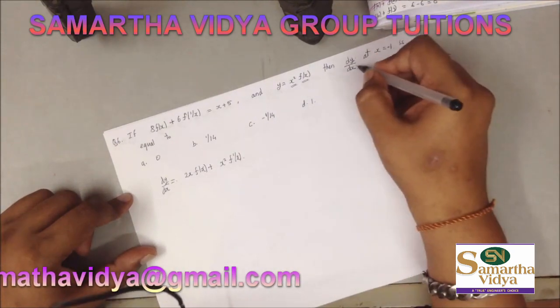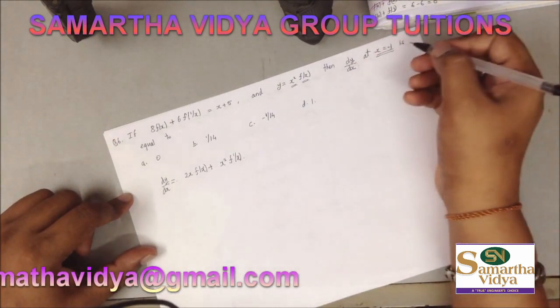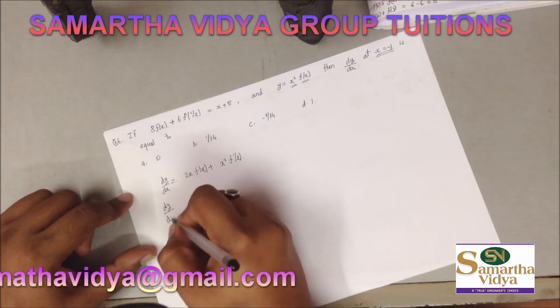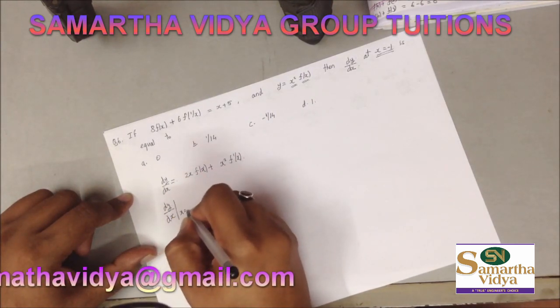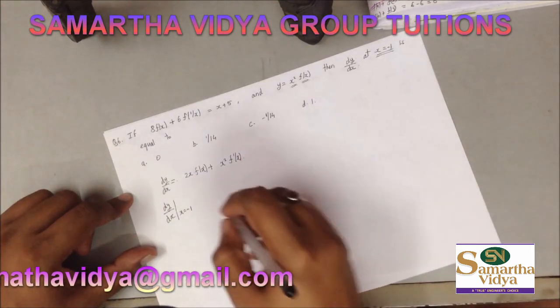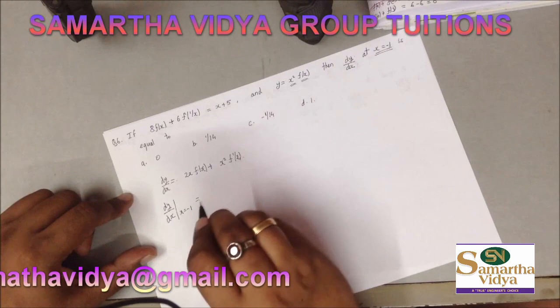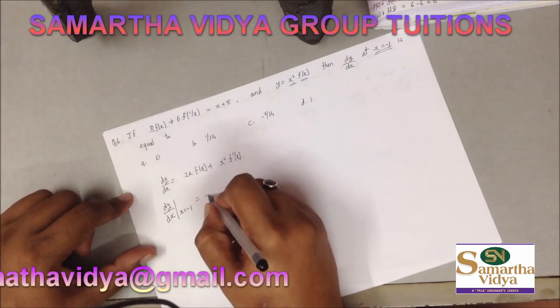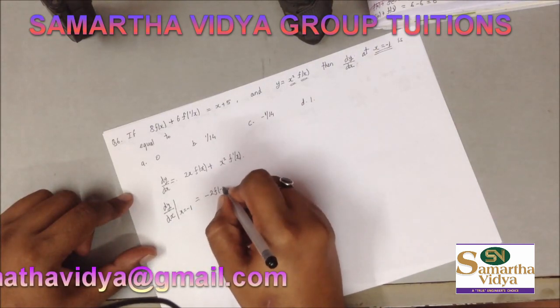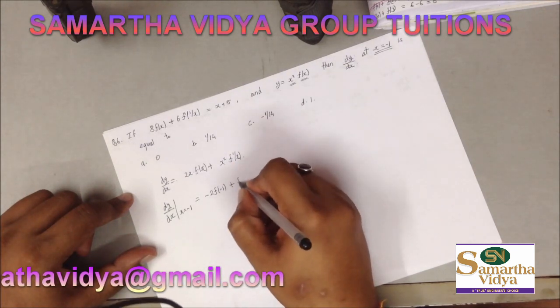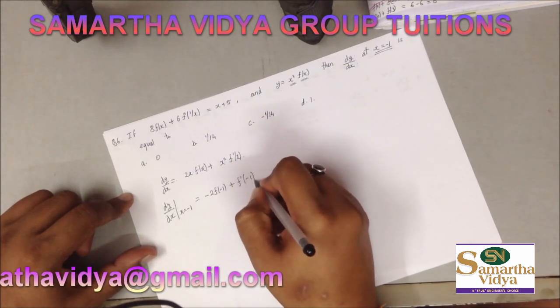And now I need to find dy by dx at x is equal to -1. So that's another important thing, that I need to find this derivative at x is equal to -1. That means I have to substitute x is equal to -1. So just let us substitute and keep it aside. So that becomes -2 f of -1 plus (-1) square, so that's 1, and f dash of -1.